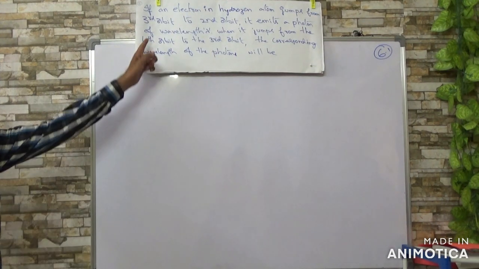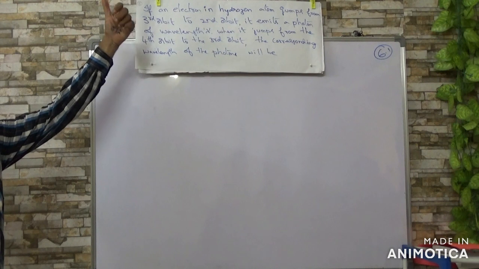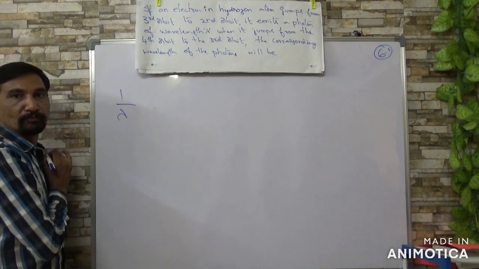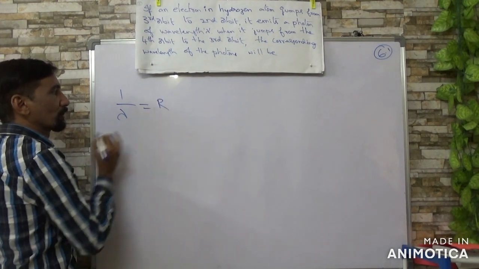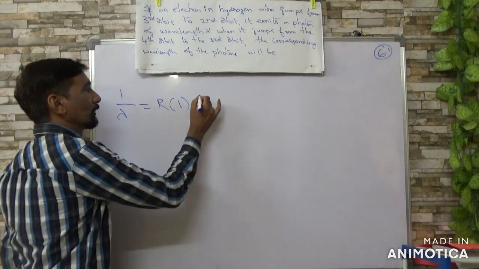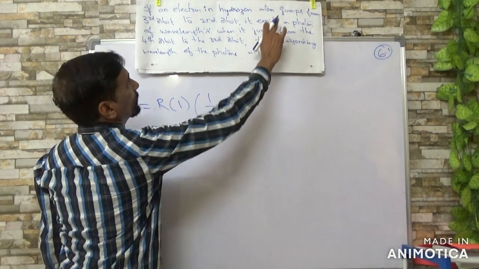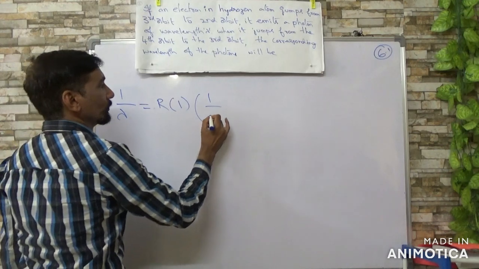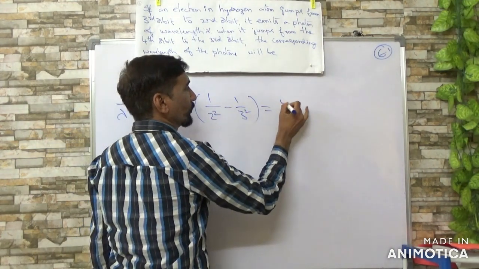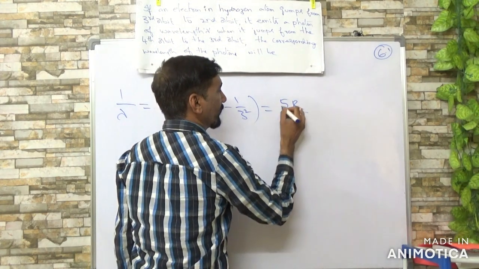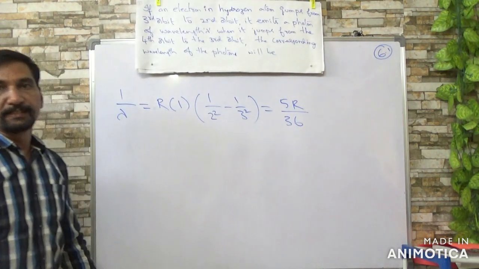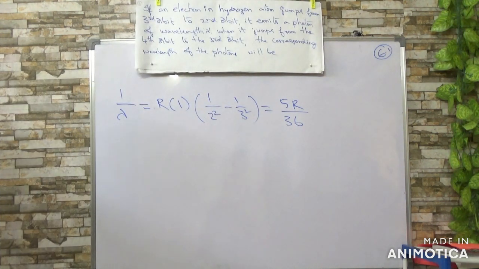Now about the given problem. In this problem, the first transition is taken from second to third, right? So 1 by wavelength is equal to the Rydberg constant into, for hydrogen-like atoms, Z value taken as 1, into 1 by 2 square minus 1 by 3 square. You can further simplify, and you will get 5R by 36.